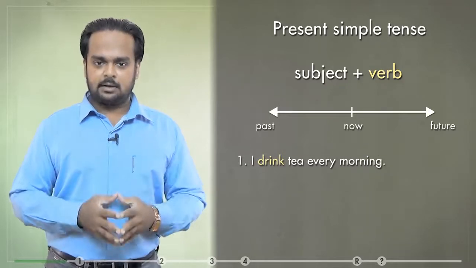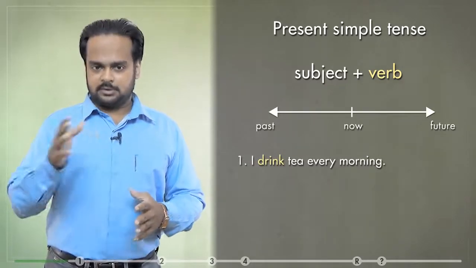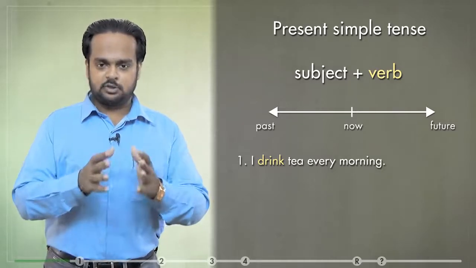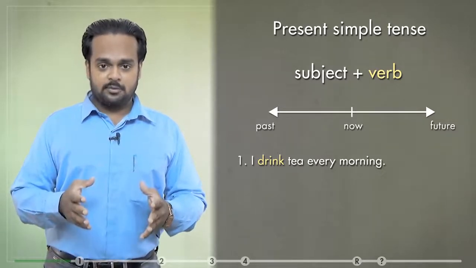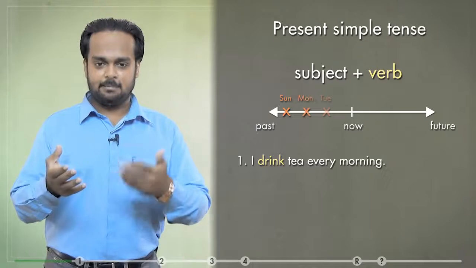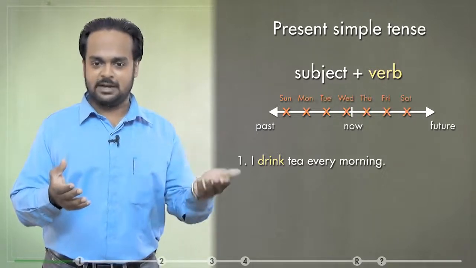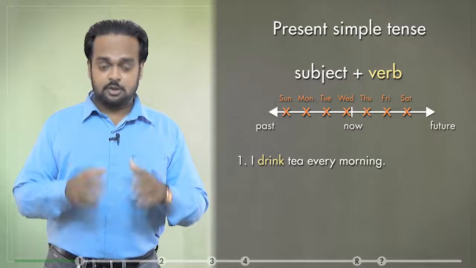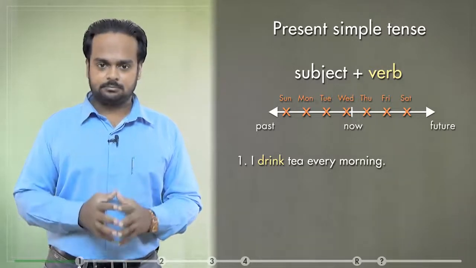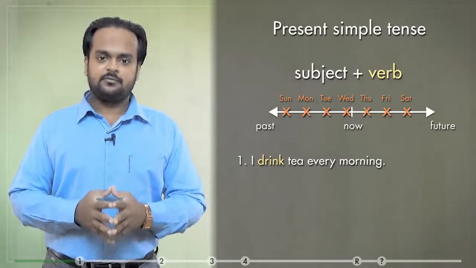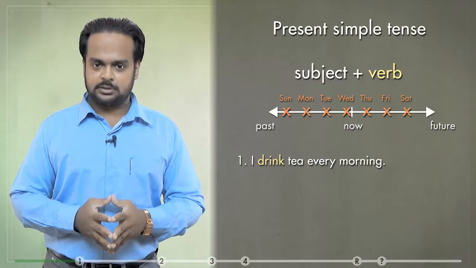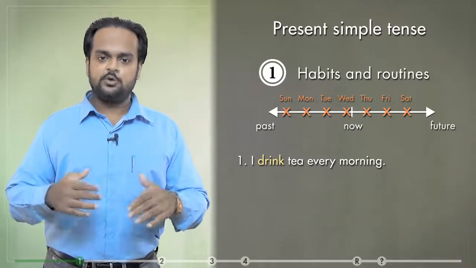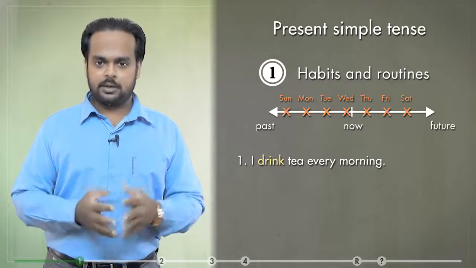Now you see a timeline on the screen. Let's say that this side is the past, over on that side is the future, and in the middle is right now. So you know that I drink tea on Sunday, Monday, Tuesday, Wednesday, Thursday, Friday, Saturday, and so on. So you can see that it repeats. So this is a habit. And this sentence shows us the first use of the present simple tense. That is to talk about habits and routines, things that we do regularly or repeatedly.